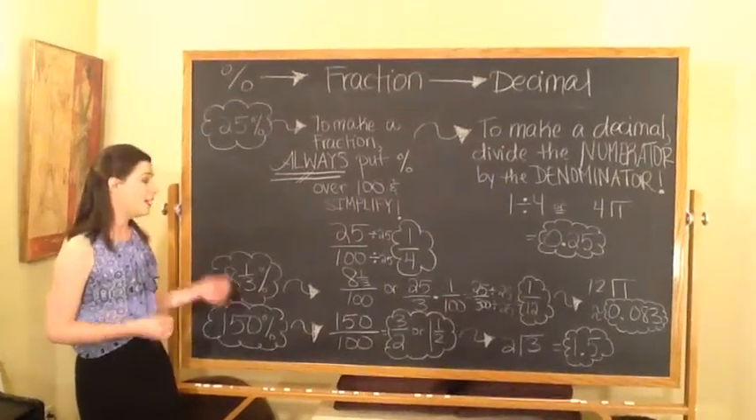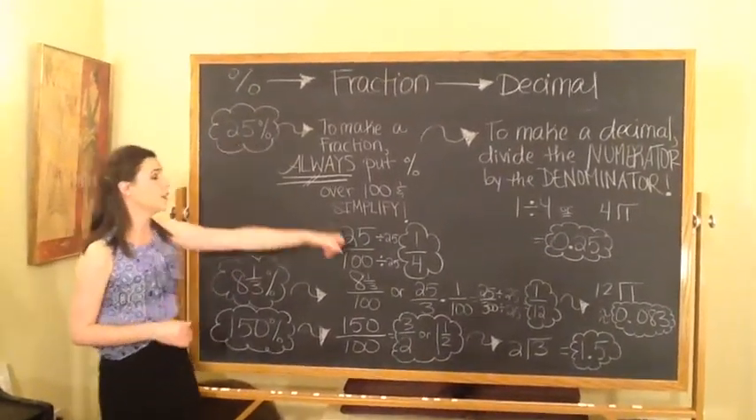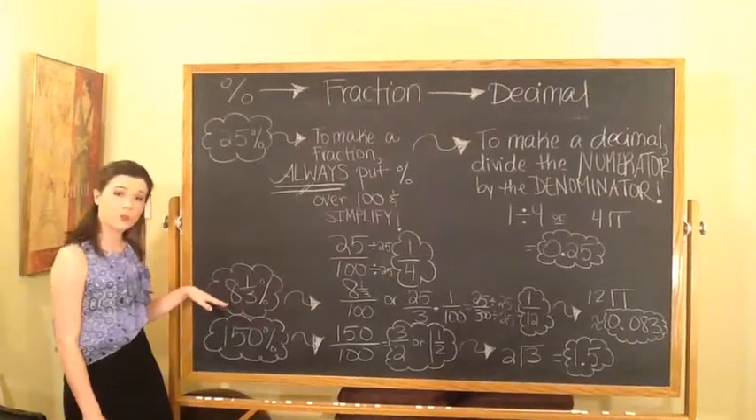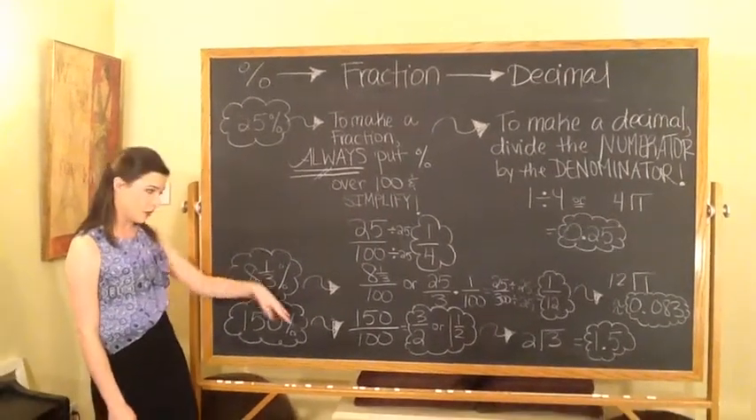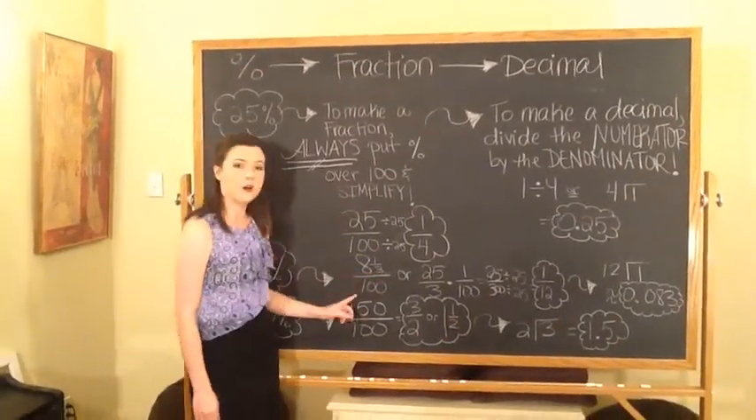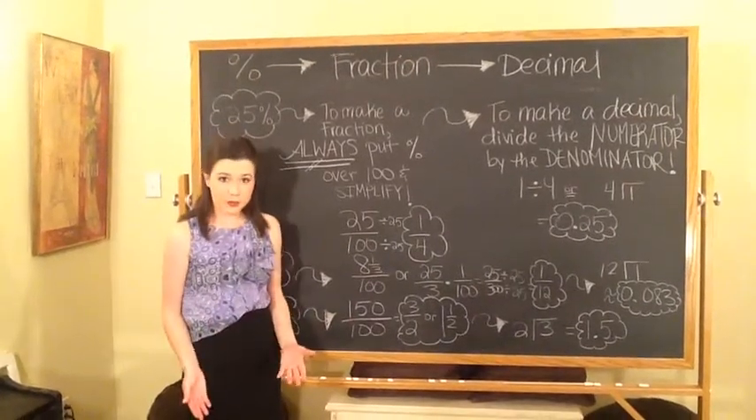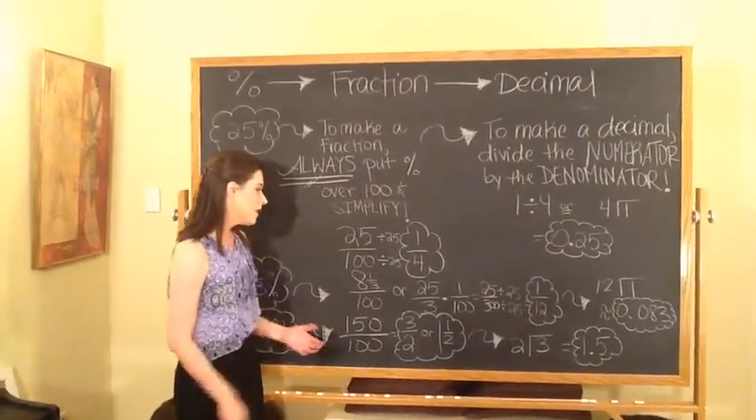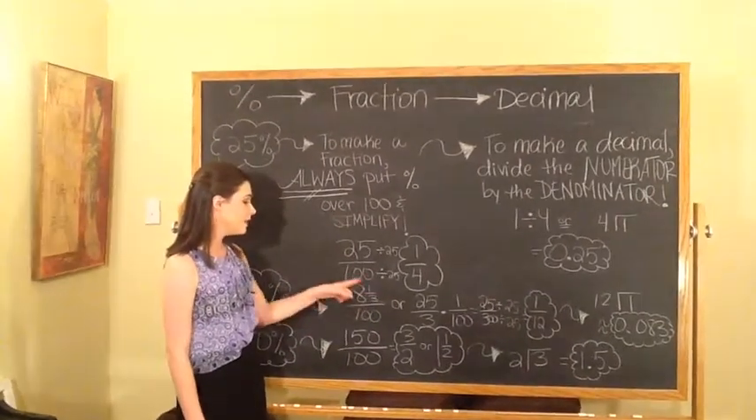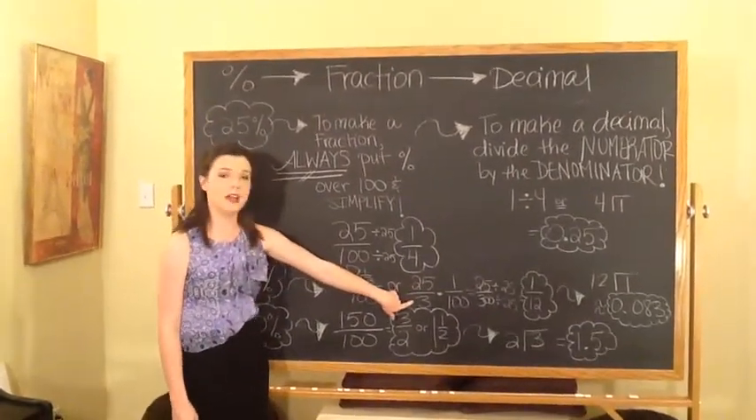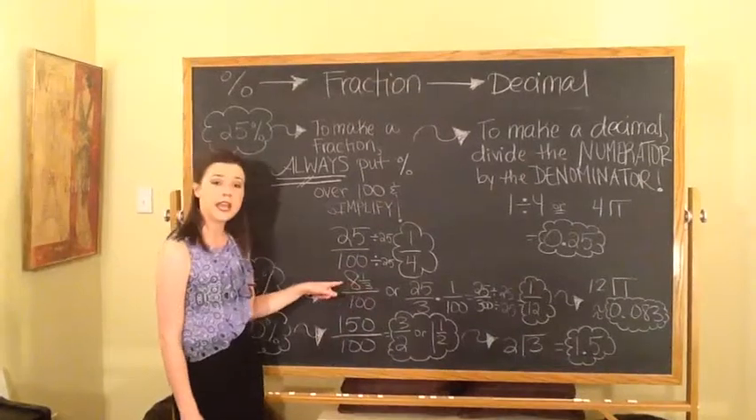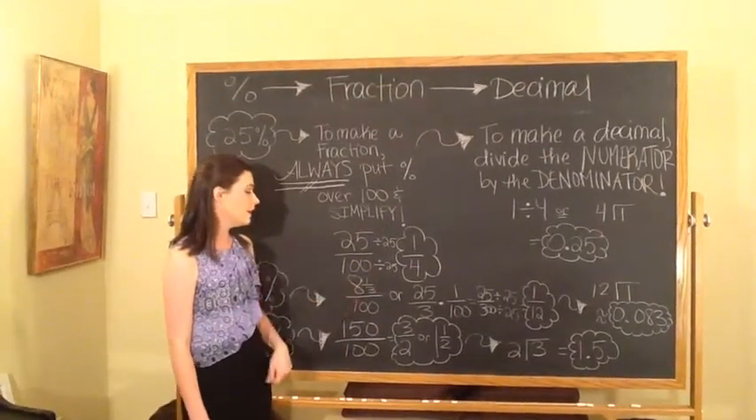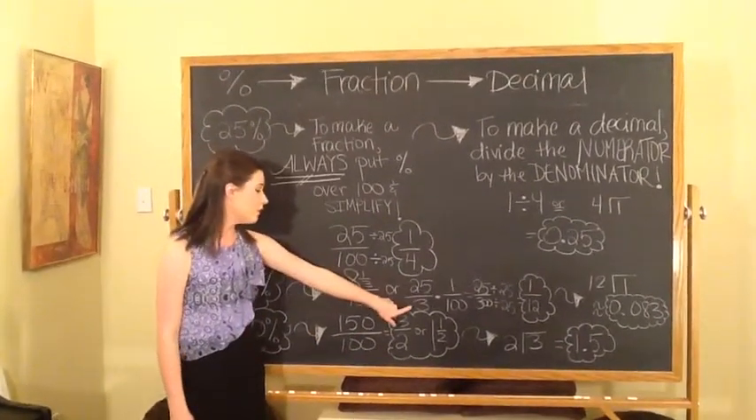So just like we did over here, we put 25 over 100, we're going to put this weird mixed number percent over 100. So we have 8 1/3 over 100. Now we need to rewrite it a little bit so it's easier for us to solve. So what I did was change this mixed number into an improper fraction. I did 3 times 8, and I got 24, plus 1 gives me 25. So I have 25 over 3.